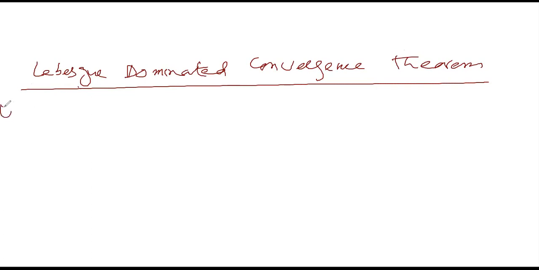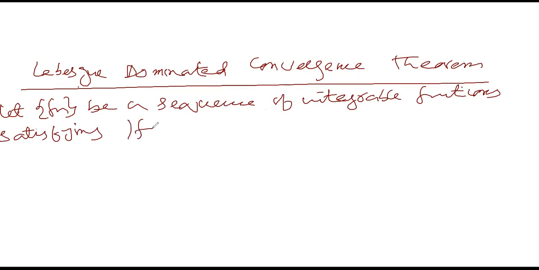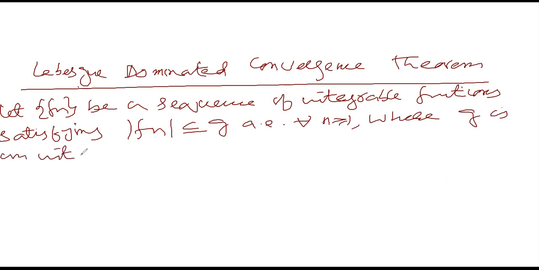Let fn be a sequence of integrable functions satisfying mod of fn less or equal to g almost everywhere for all n greater or equal to 1, where g is an integrable function. So this sequence is dominated by some integrable function.